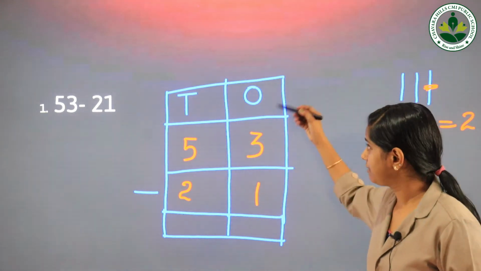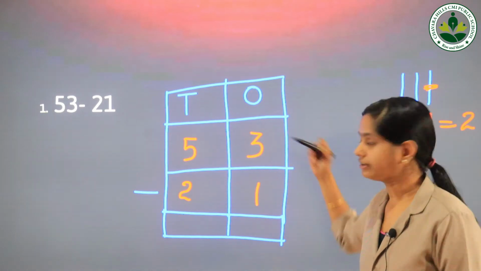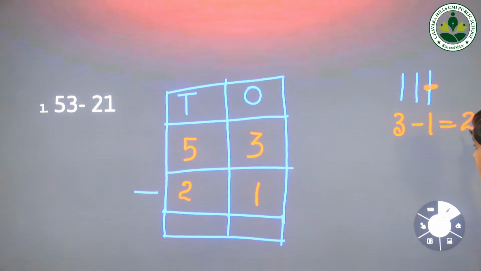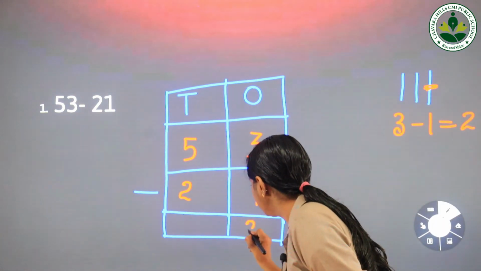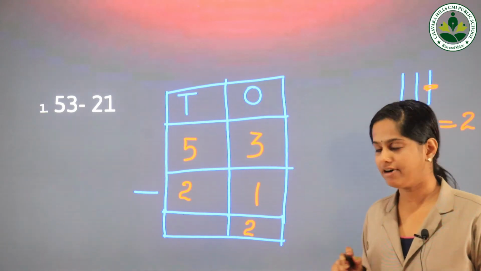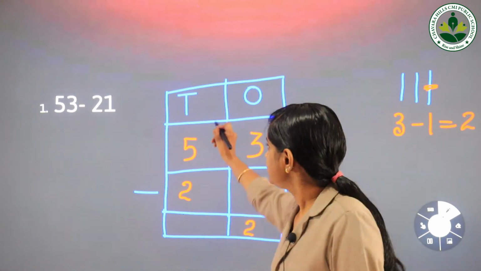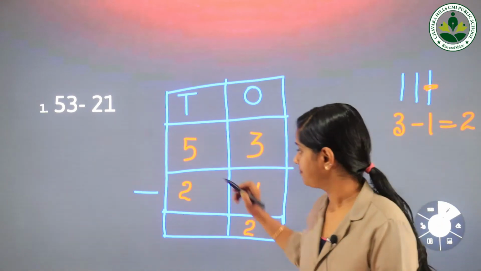First step, subtract the digits in the ones column. Subtract 1 from 3, we get the number 2. So we can write 2 in the ones column. Next step, subtract the digits in the tens column.